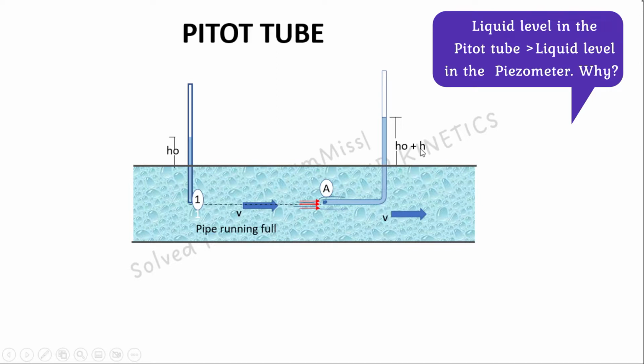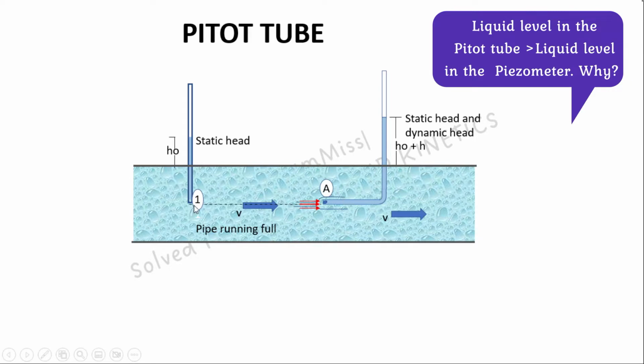So H0 plus H represents the total pressure head at this point A. H0 is the static head, whereas H0 plus H represents static head and the dynamic head. Dynamic head occurs because of the conversion of the velocity head to the pressure head. Now, how will you find out this flow velocity? For which we have to apply the Bernoulli's equation.